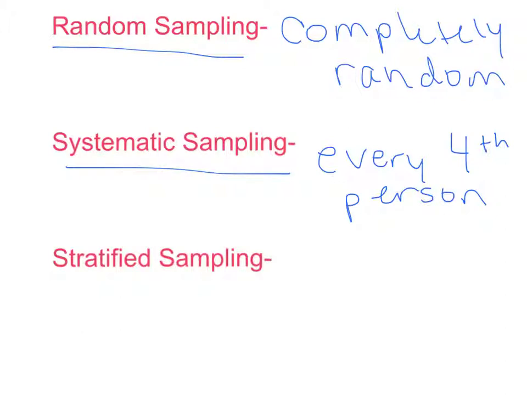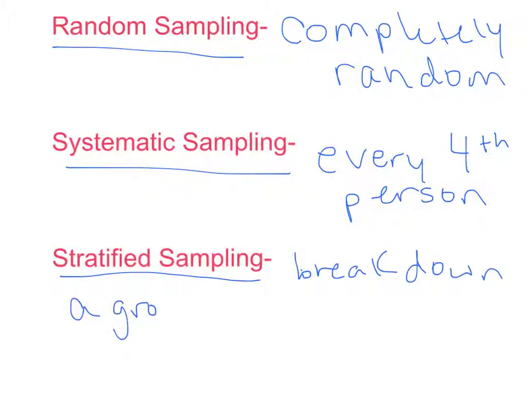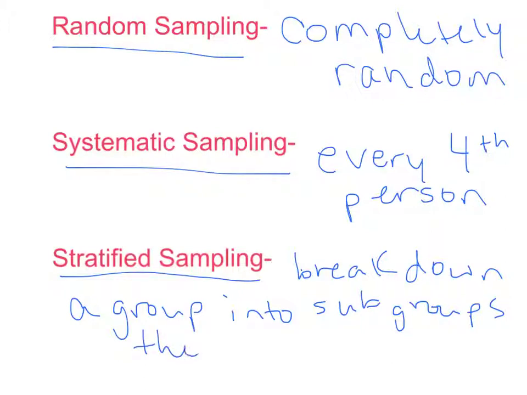Okay, and then the last one is called stratified. This is a lot like random, but what you do is you break down a group of people into subgroups, meaning like you could break it down into males and females, or you could break it down into freshman, sophomore, junior, senior, and then you pick them at random. So break it down into groups and then pick at random would be stratified.